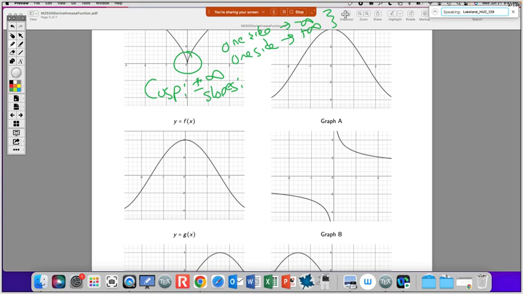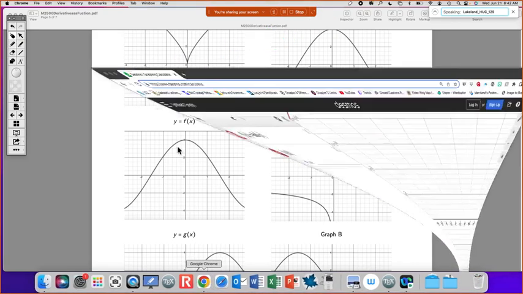A cusp is kind of like a black hole. It's like a singularity. A corner is a corner. You come in, you bounce off, you go on your way. A cusp, you don't leave. It's continuous, but on either side, you're getting these infinite slopes of different characters.